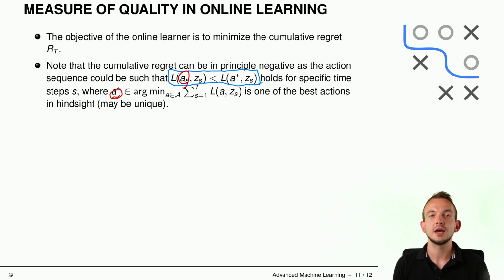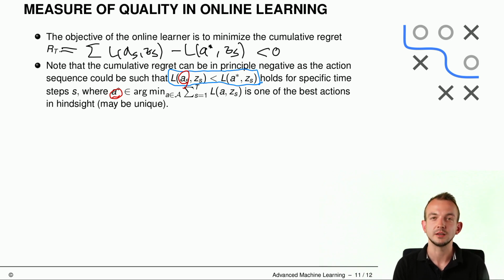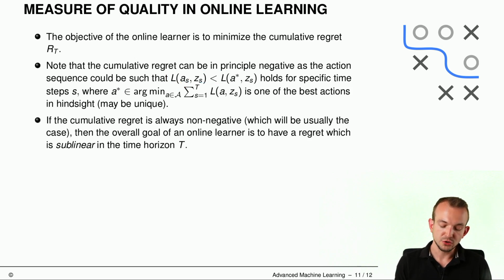And if this happens too often, and we look at the cumulative difference between the two, we end up with the case that this regret measure which we had, which is the sum over these A_S, and we subtract here the loss of this best action in hindsight, if this is happening too often, it might be the case that this here is negative. But usually this will not be the case.